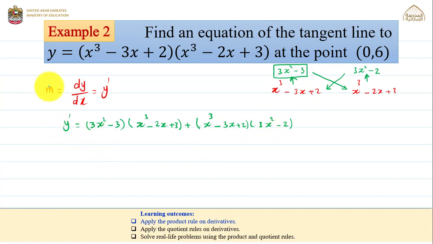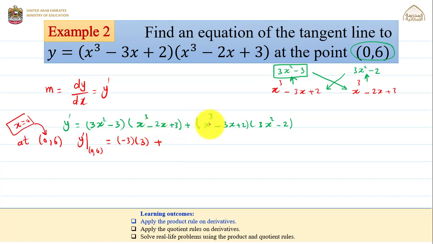We need to find the slope of the tangent line at this point. Then at the point of 0 and 6, we can find y prime equal, then we need to substitute by x equal 0. 0 minus 3 equal negative 3. 0 plus 3 equal 3. Plus, only substitute by x equal 0, we get 2 times negative 2. Then we can simplify, we get negative 30.